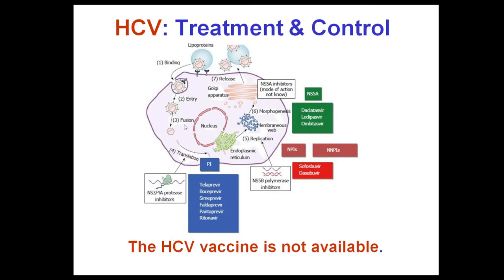So you can see here the places, or the targets, that are used. We may have non-structural 3 to 4 protease inhibitors, and we have non-structural 5A inhibitors. These are those that inhibit the polymerase activity, the polymerase replication activity here also. And we think that due to these drugs, we may control the hepatitis C infection.